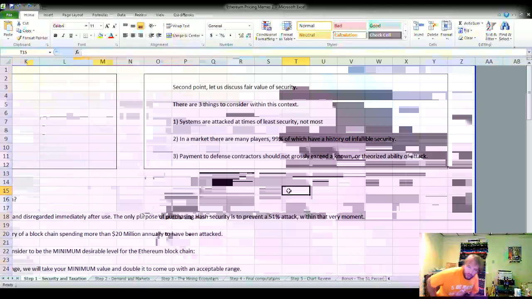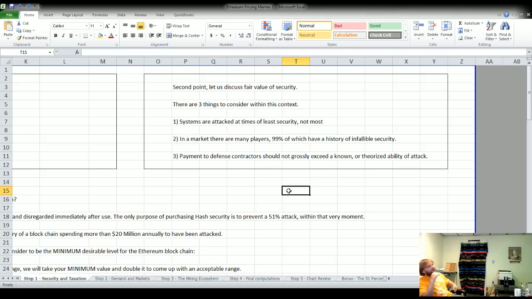How much do we need to pay for security? We view Ethereum as paying too much, almost 12%, while Bitcoin pays 4%, and we consider Bitcoin to be Ethereum's closest competitor.